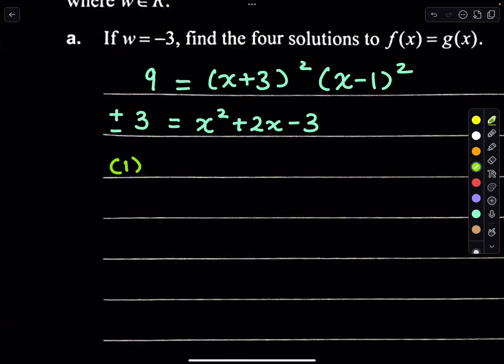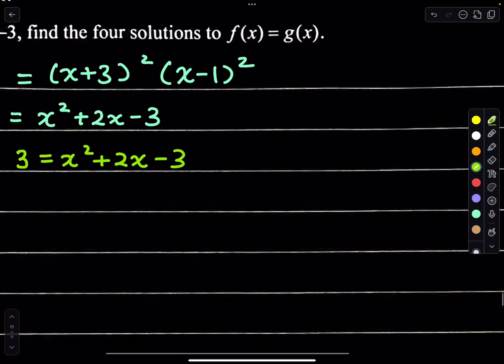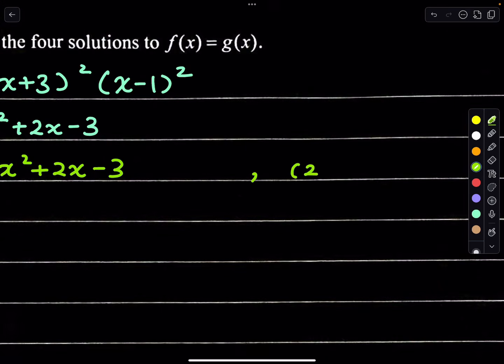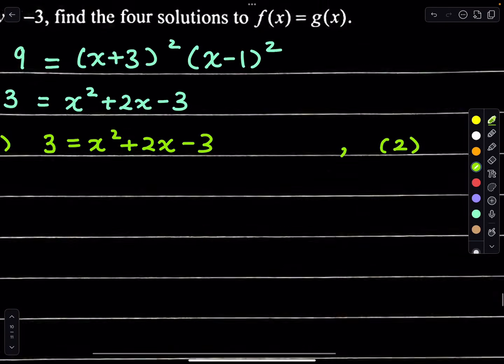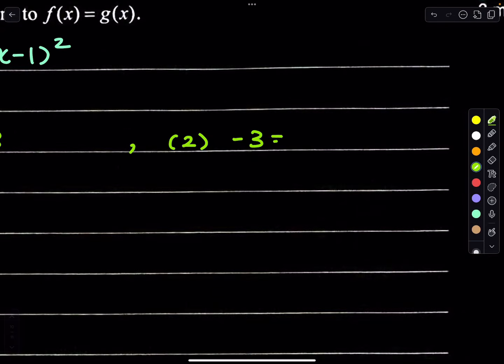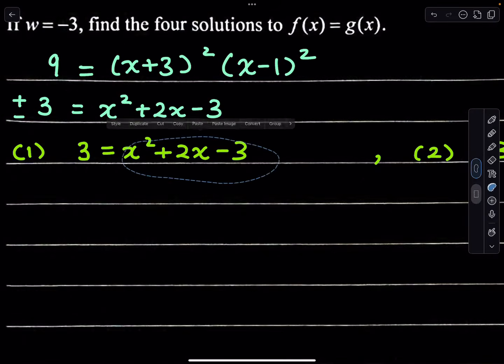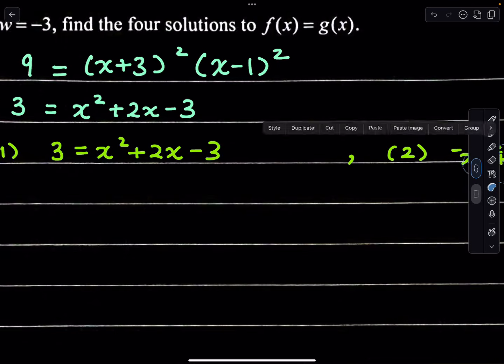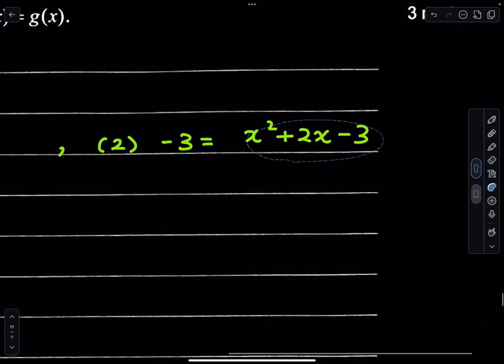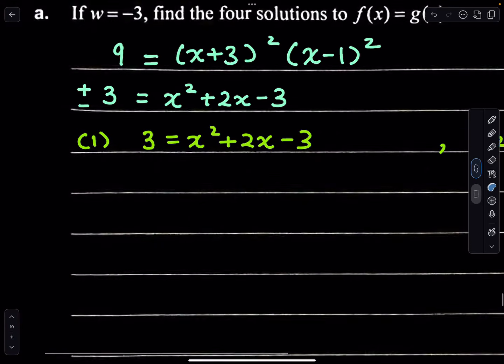Question 1. Okay, so let's use the positive 3. So 3 equals x squared plus 2x minus 3. And of course, the other way is using the negative. So negative 3 equals this whole thing here. Beautiful. So let's look at this process here, the first one.